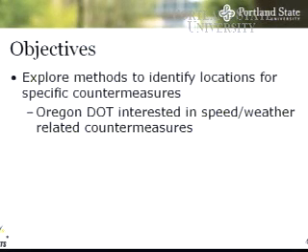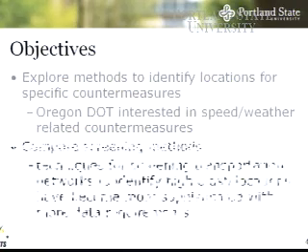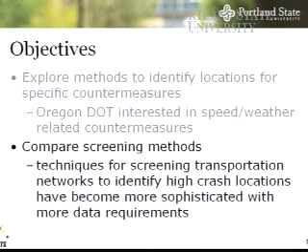And coincidentally, it was also an interest area of the Oregon DOT, who was the research sponsor. They were interested in finding methods to identify locations where they could apply specific countermeasures. I have an example on the next slide of a couple of those. So they wanted to know where they could put specific countermeasures related to speed and weather-related conditions. And then the second objective was we wanted to compare these different screening techniques, from the more simple to the more complex, and see if they identify similar locations or different locations, and whether it is worth investing in the more sophisticated methods.